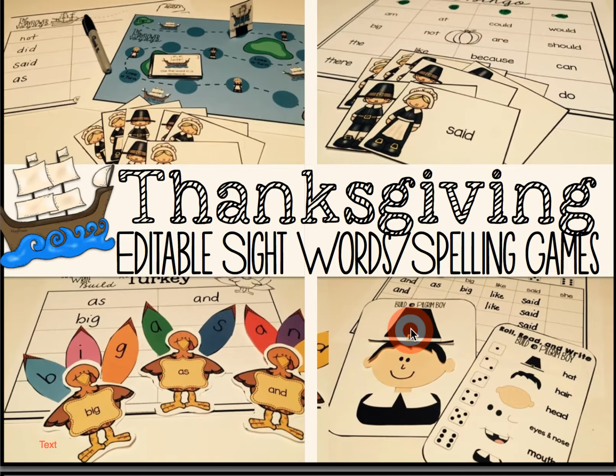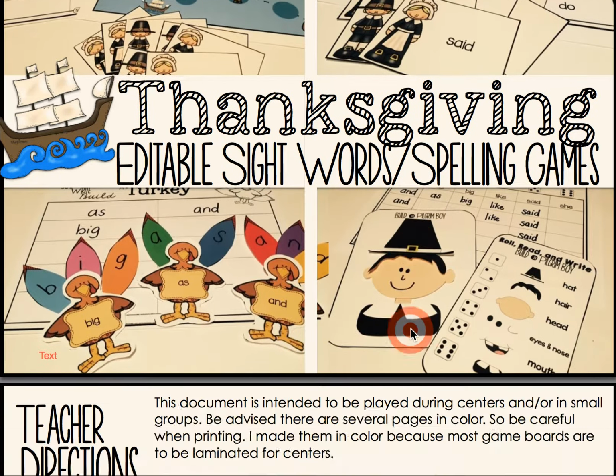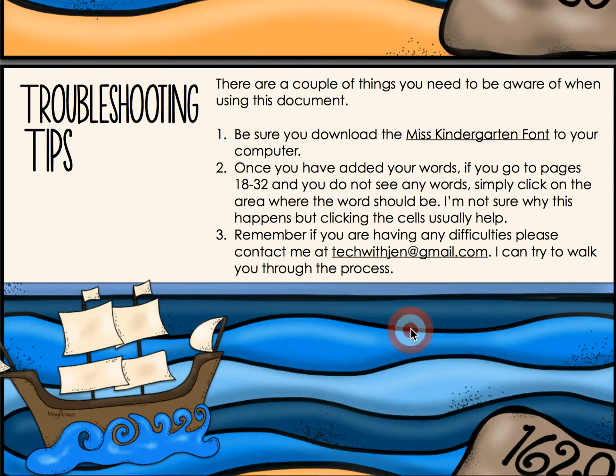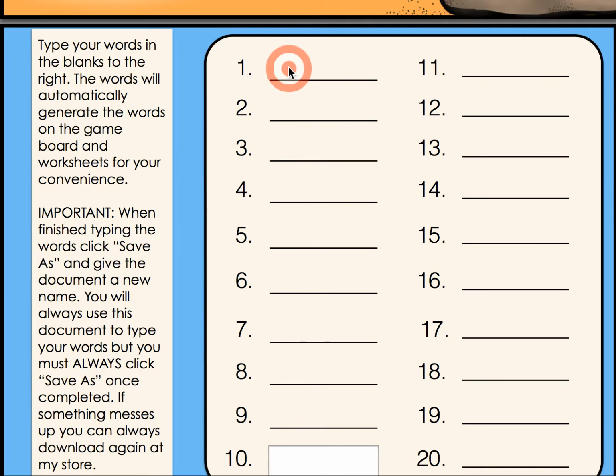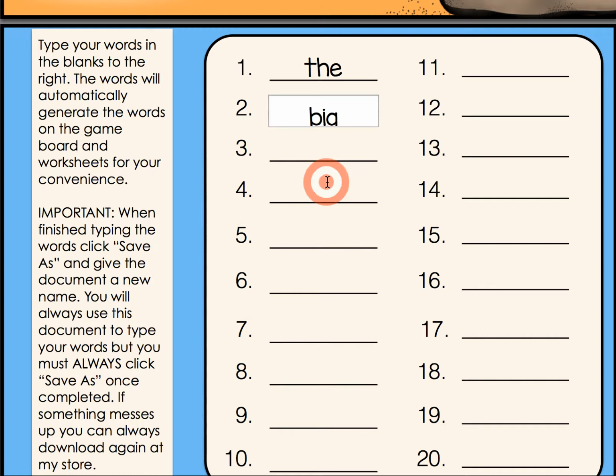So let me show you how to make it where you can put your own words in it and it would automatically generate to all of the games. So you only have to do it one time. Here you go to your form fields, and all you're going to do is click on the field like this, and then you would just type in your word in the form field. And then what's going to happen is these words will automatically generate into the games. And I'll show you that here in a second.